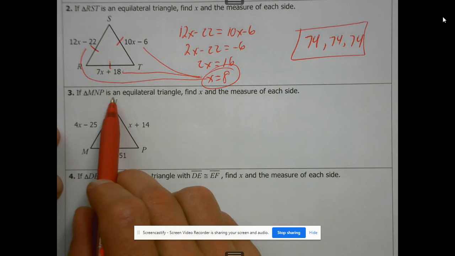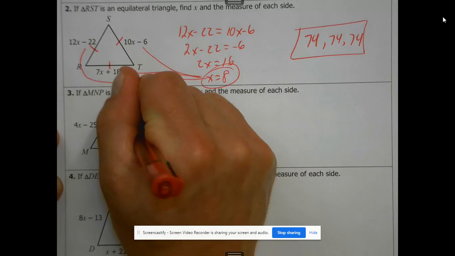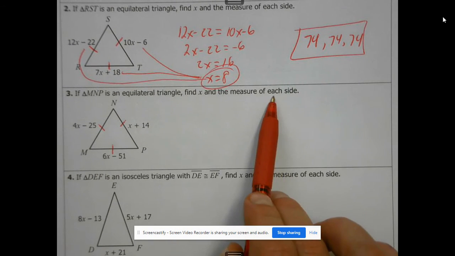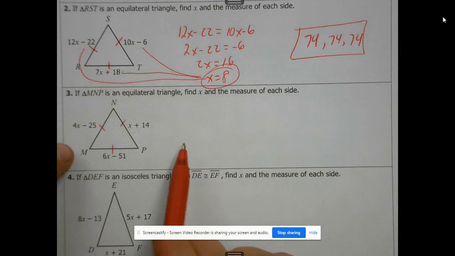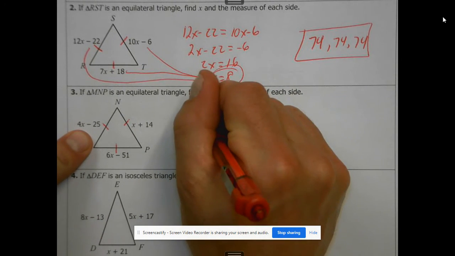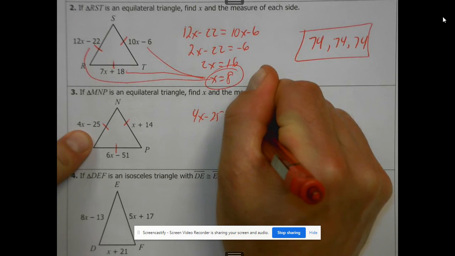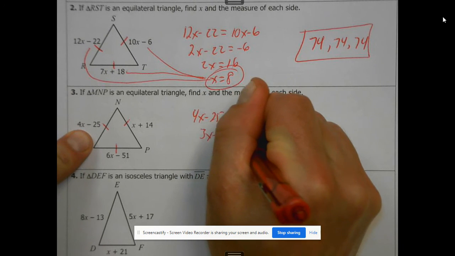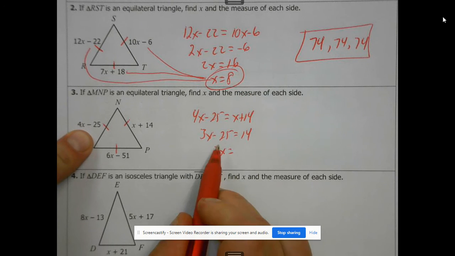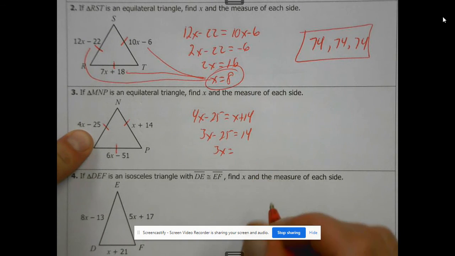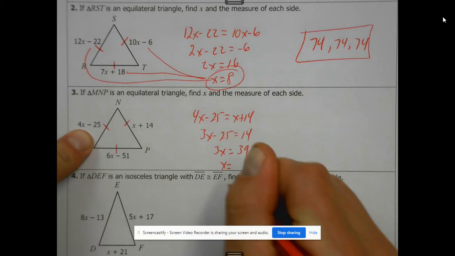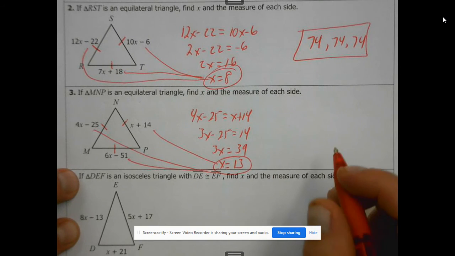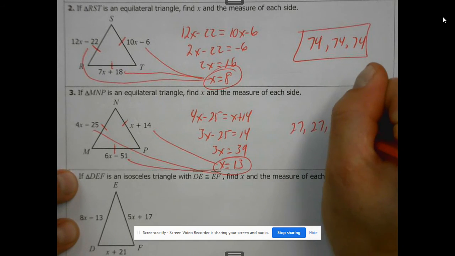Number 3, once again, we have an equilateral triangle. All sides are the same. Same thing as number 2, guys. Pick any 2 sides and solve for x, and then you've got to plug it back in to find the measure of each side. So once again, I'll work with the top 2. 4x minus 25 is x plus 14. Subtract 1x to the left. I'll add 25 to the right. That gives me 39. And 3 goes in there 13 times. Now plugging it back in to all the sides, that comes out to be 27 on each side.